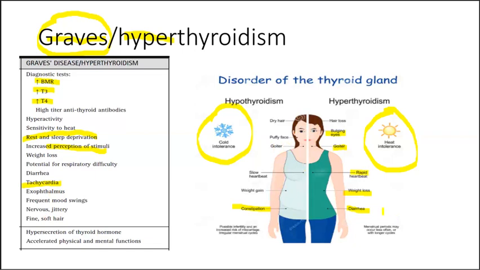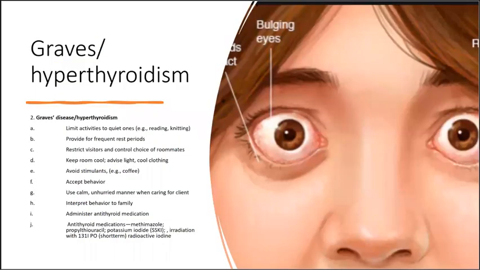We remember menstrual periods may occur less often or with longer cycles in hyperthyroidism, but in hypothyroidism, there's possible infertility and an increased risk of miscarriage and irregular menstrual cycle. So that's our exophthalmos, or the bulging eyes, for a client with hyperthyroidism.